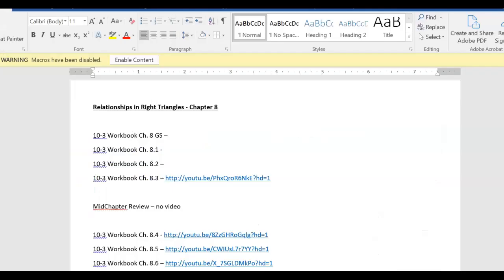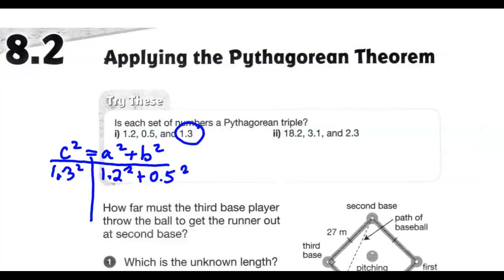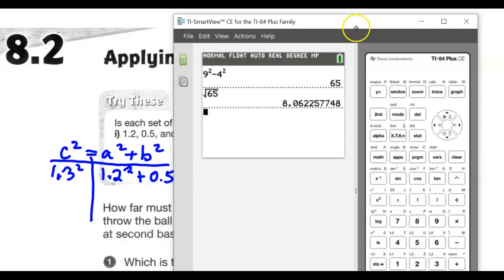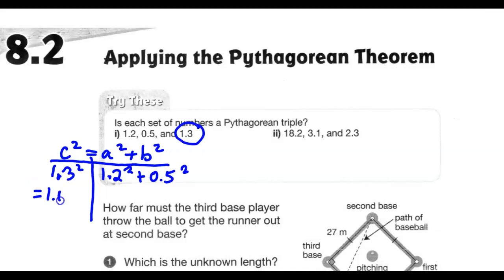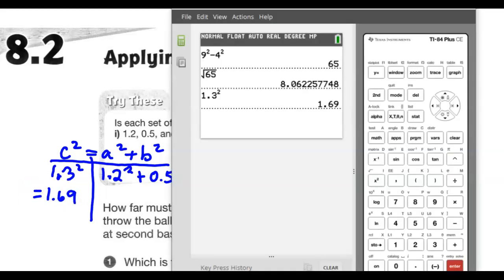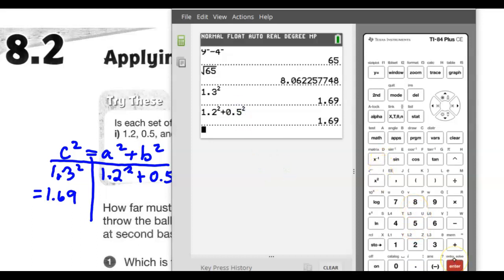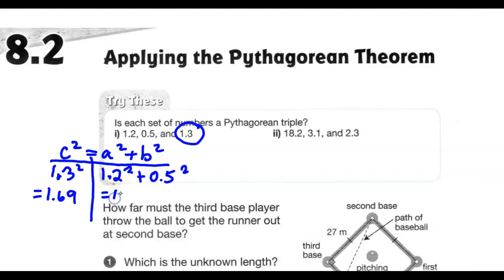So oops, that's not what I wanted to do. My calculator. 1.3 squared is 1.69. Then 1.2 squared plus 0.5 squared is 1.69. So yes, those three numbers are a Pythagorean triple.